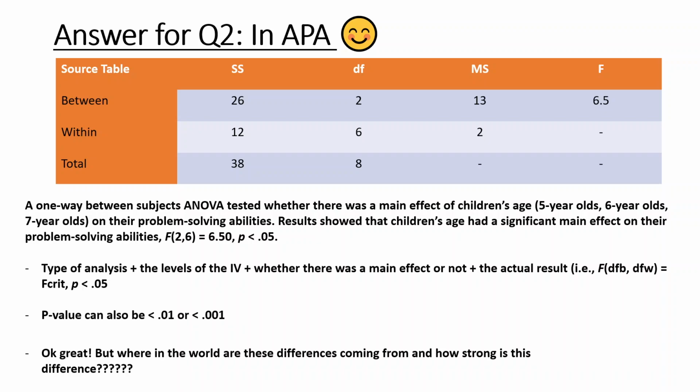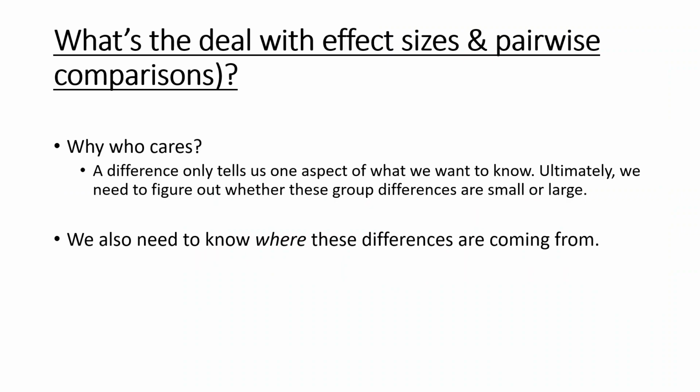So, okay, we know it's significant, but where are these differences coming from, and how strong is this difference, if there is one? Well, we know there is one because of the significant main effect that we saw. So we get into effect sizes and pairwise comparisons.